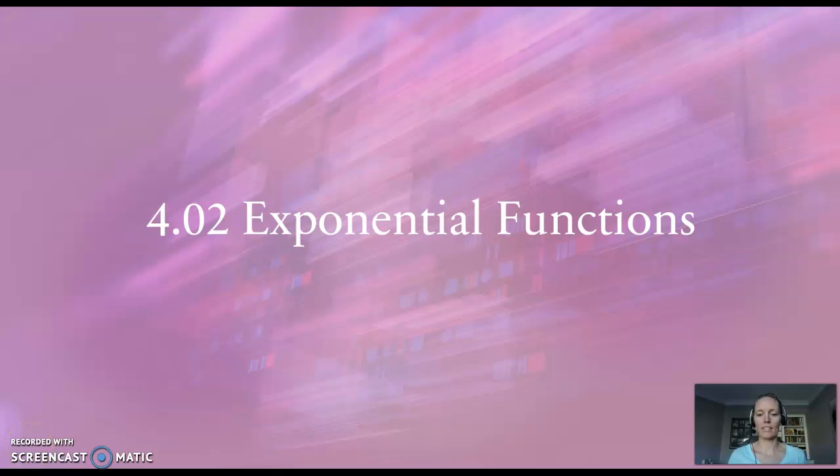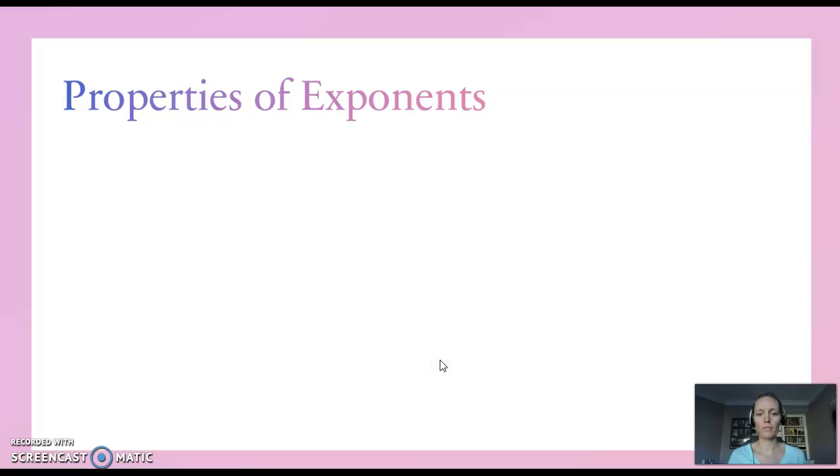All right, today's lesson is about exponential functions. We're going to talk about two main topics here, starting with the properties of exponents. This should be a review for you from previous math classes where you learned about these properties. But let's start with the most basic property, that anything to the 0 power is 1. So anytime you see something that's to the 0 power, that's going to go right to 1.